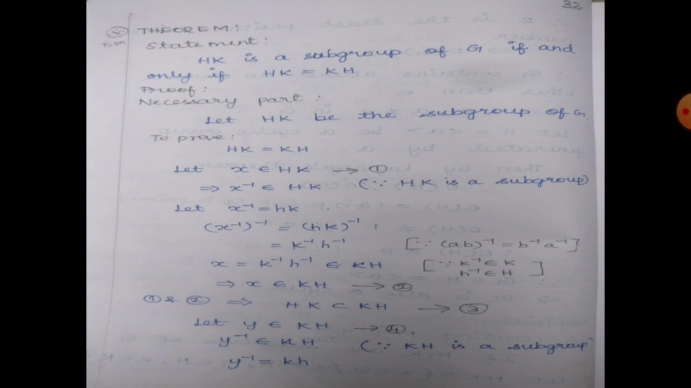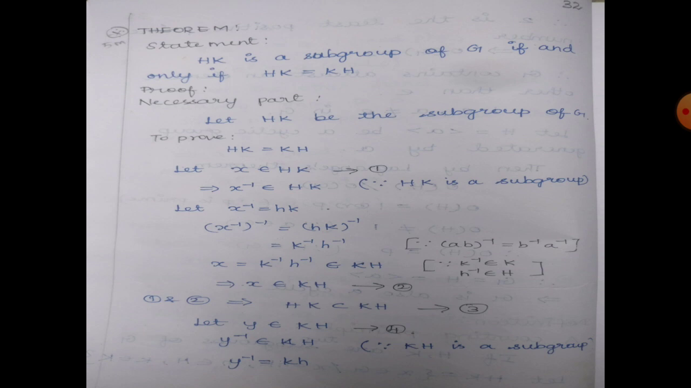So we put the inverse on both sides: x inverse, the whole inverse, is equal to hk, the whole inverse. Already we know that (AB) inverse means B inverse into A inverse. So k inverse into h inverse. So the inverse of x inverse can be written as x. So x is equal to k inverse h inverse, and k inverse h inverse belongs to KH.